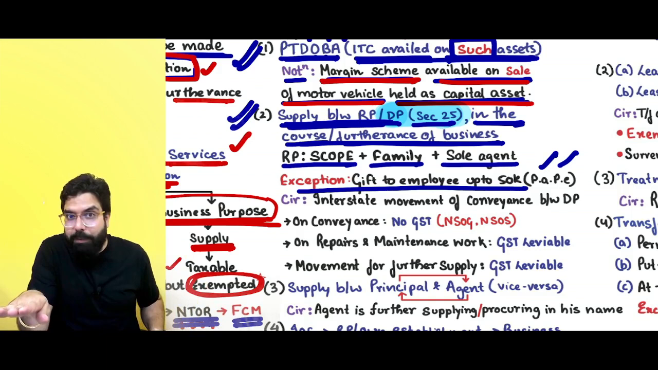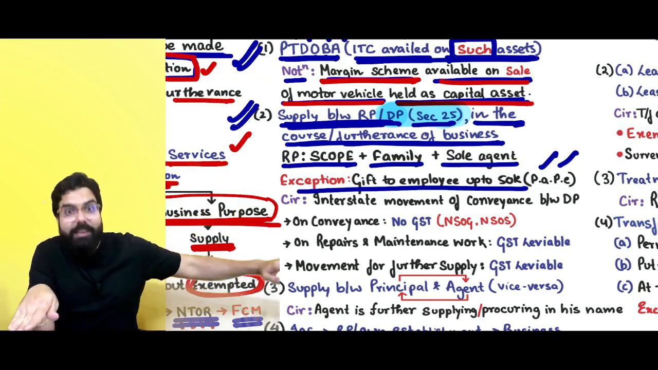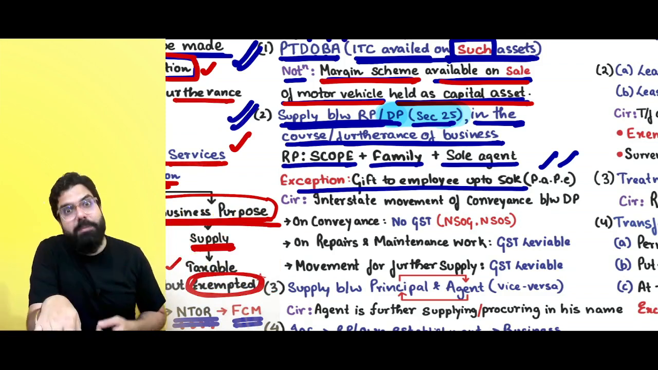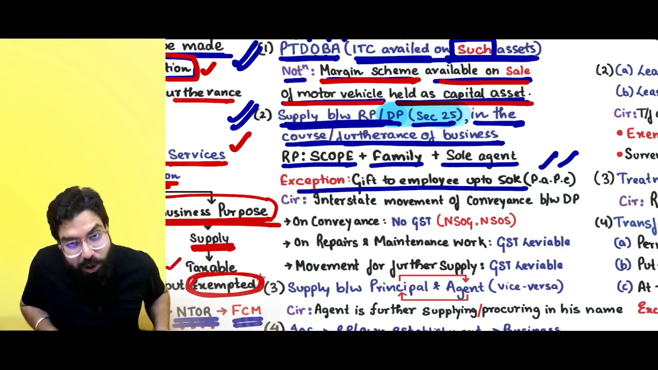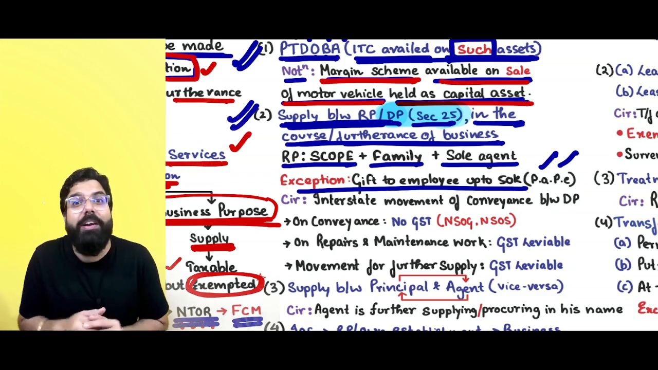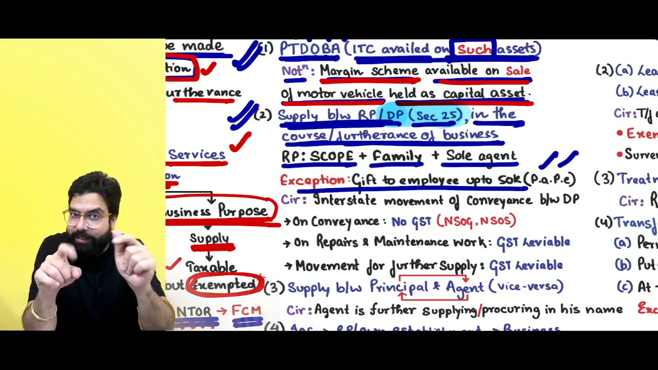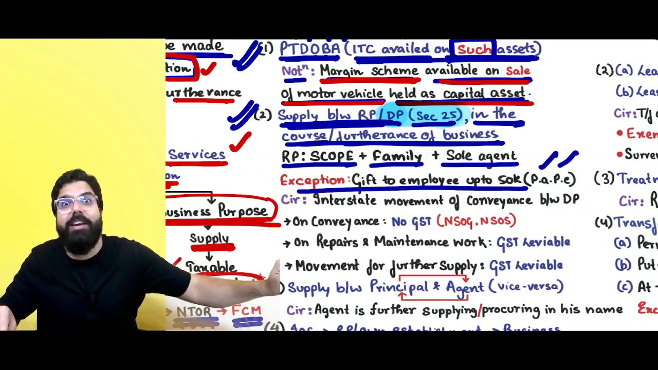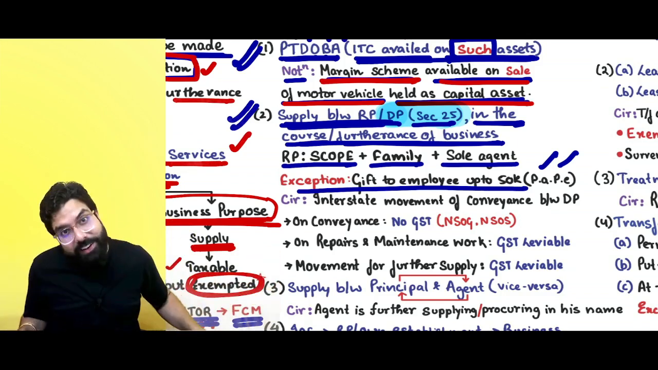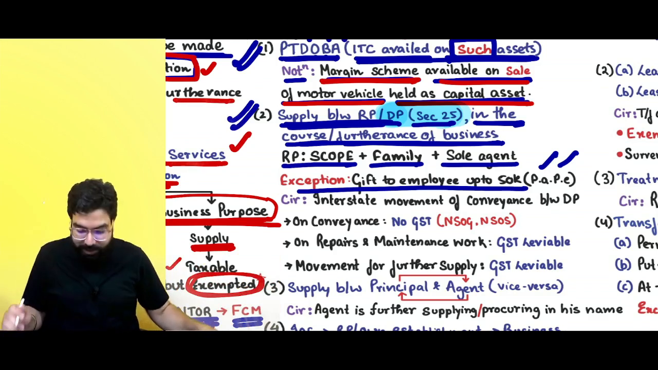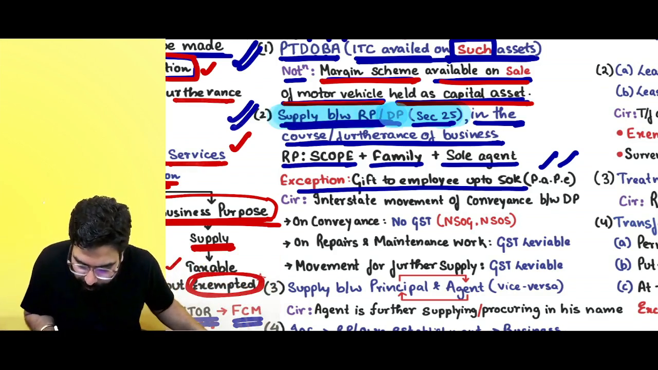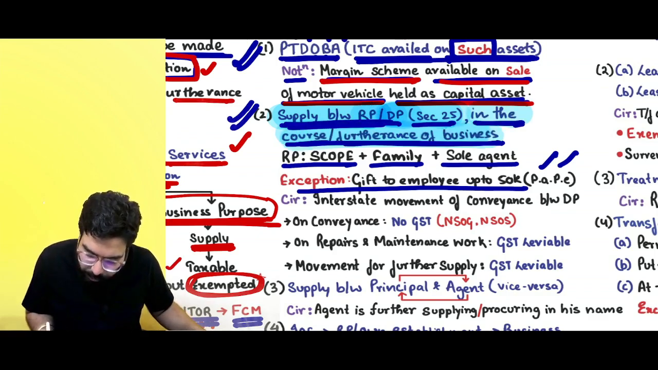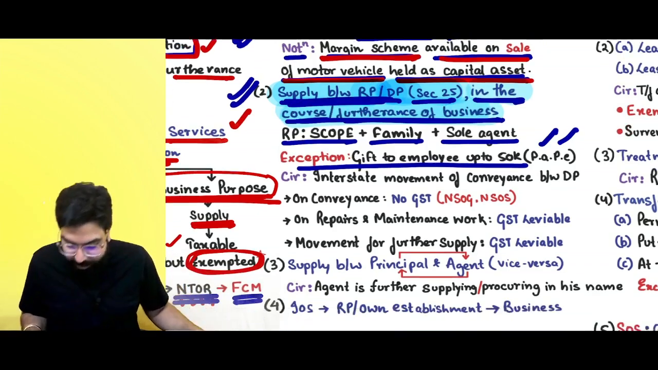One state may have one registration, another state may have taken one more registration, then also they become distinct persons. One state registered, one state not registered, then also distinct persons. Same state, separate registration, distinct person. One state registered, another state registered, distinct person. One registered, one not registered, also distinct person. So whenever it's a supply between distinct persons or related persons in the course or furtherance of business, always remember it shall become a supply.